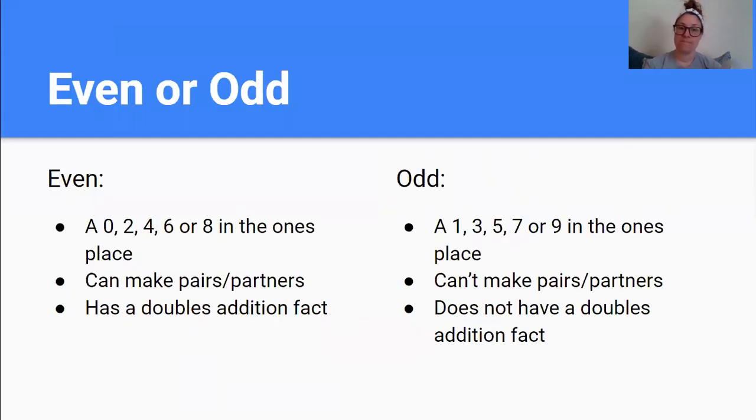So when you're trying to figure out if it's even or odd, even numbers have a 0, 2, 4, 6, or 8 in the ones place. Your array, you'll see that you'll be able to make pairs or partners from each of the square tiles. And it will have a doubles addition fact. If it's odd, it'll have a 1, 3, 5, 7, or 9 in the ones place. You won't be able to make pairs or partners, and it will not have a doubles addition fact.